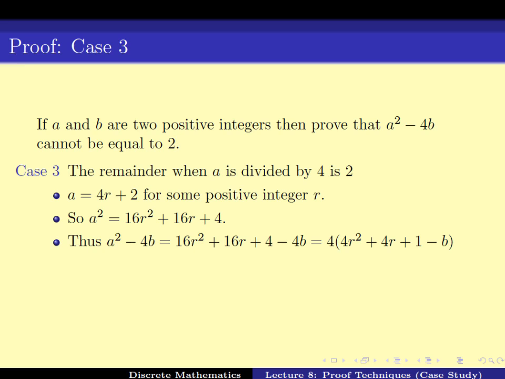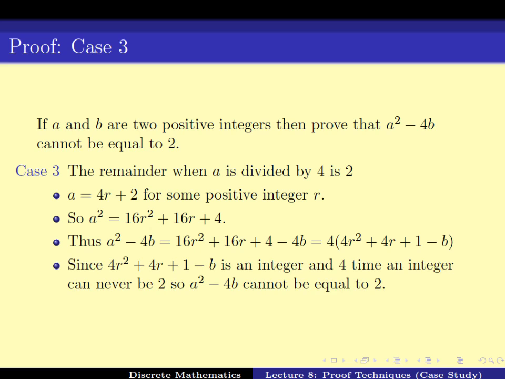And now if I do A square minus 4B, this is 4 times (4R square plus 4R plus 1 minus B), which is again, if you realize, the same thing as the first case, where it is 4 times an integer and hence cannot be equal to 2. Right? So this is again 4 times an integer and hence cannot be equal to 2.